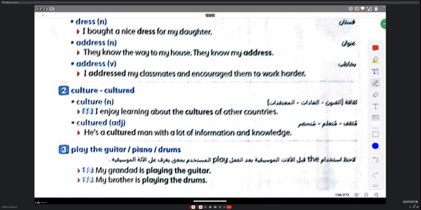I enjoy learning about the cultures here. Cultures, the knowledge and history of some countries or people of other countries. A cultured person or cultured man means he's profound or intelligent or highly educated.